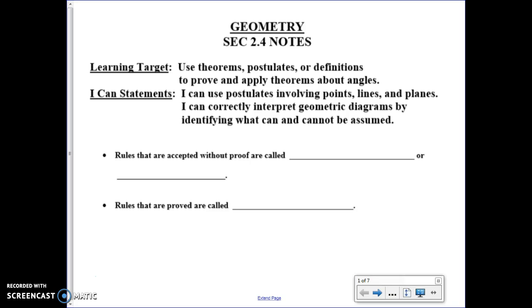To review definitions here, rules that are accepted without proof, we should know those to be postulates. Another name you could use here though is axioms. So rules that are accepted without proof are postulates or axioms. Rules that need to be proven are theorems.